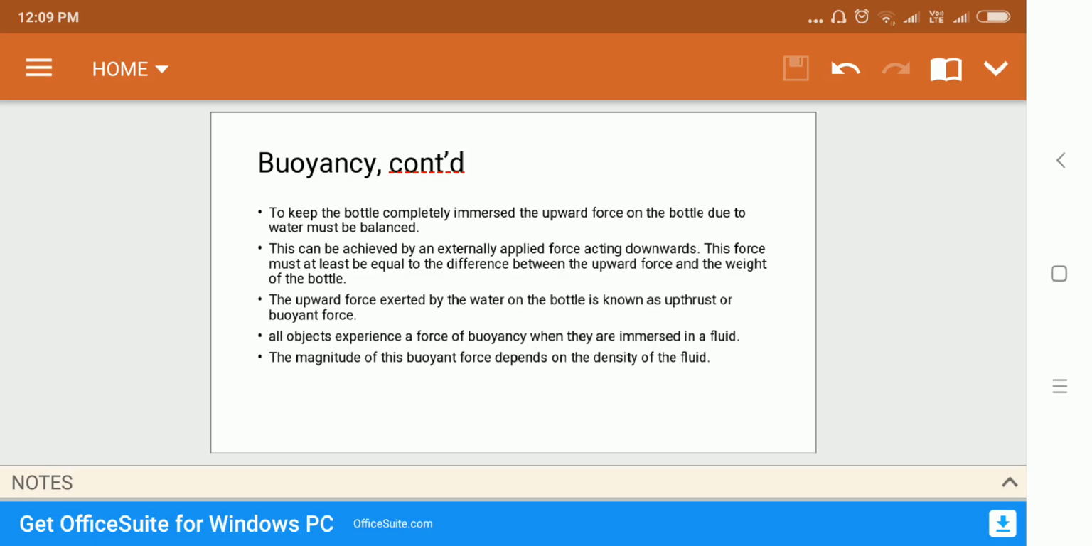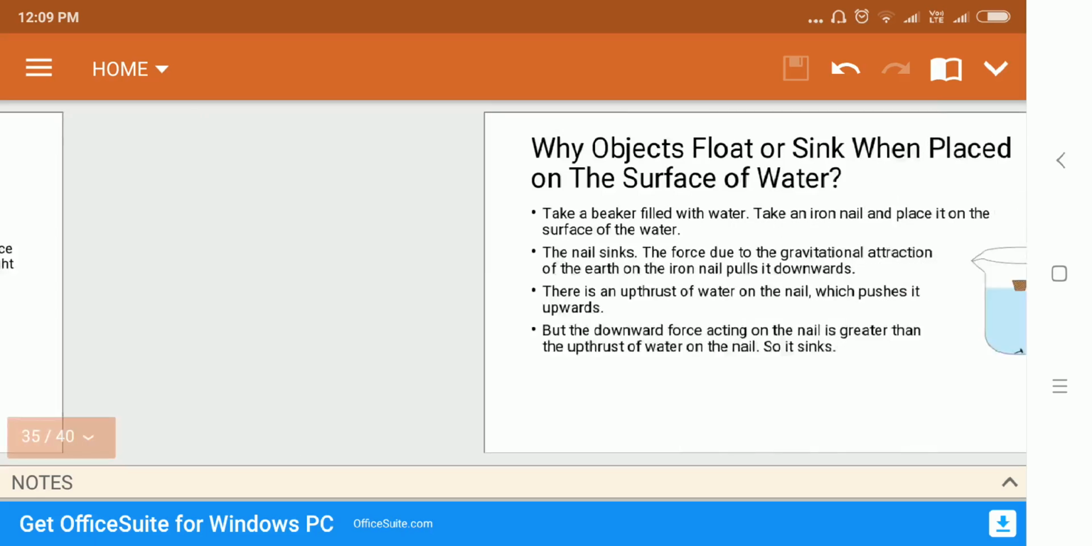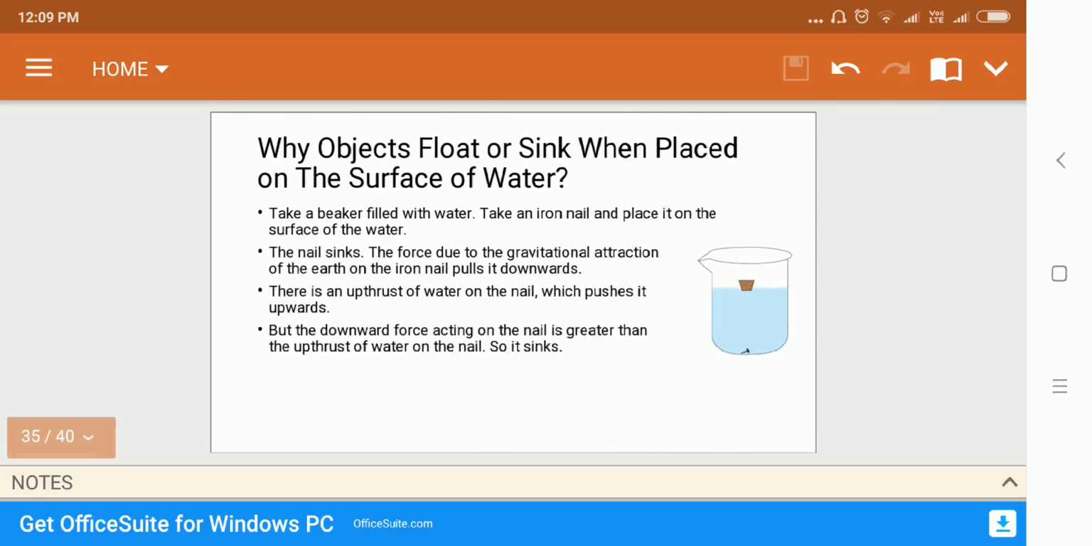All objects experience the force of buoyancy when they are immersed in a fluid. The magnitude of that buoyant force depends on the density of the fluid, so how much force is given by the liquid or fluid depends on its density. Right? Now, why does a particular object float or sink when placed on the surface of the water? That is based on the concept of buoyancy that we will study in the next session.